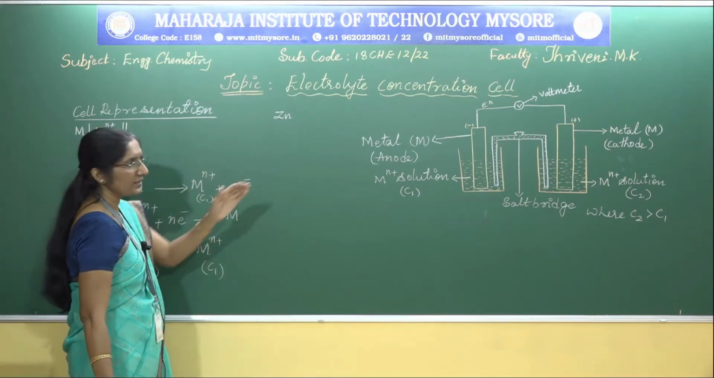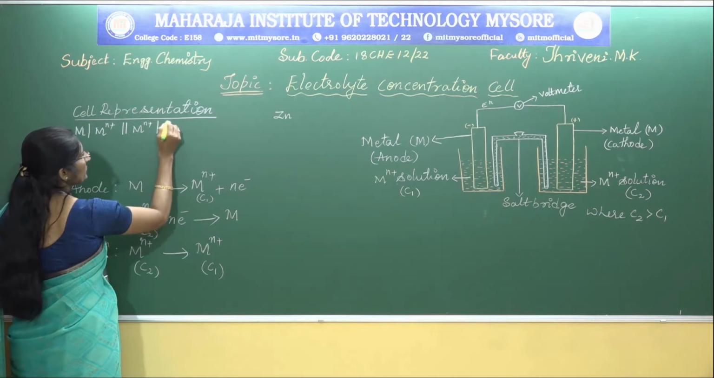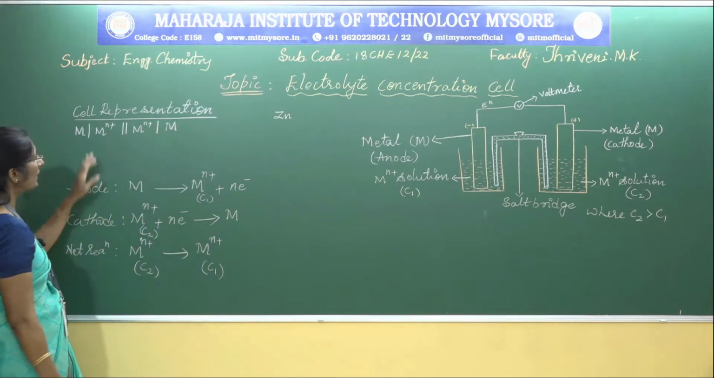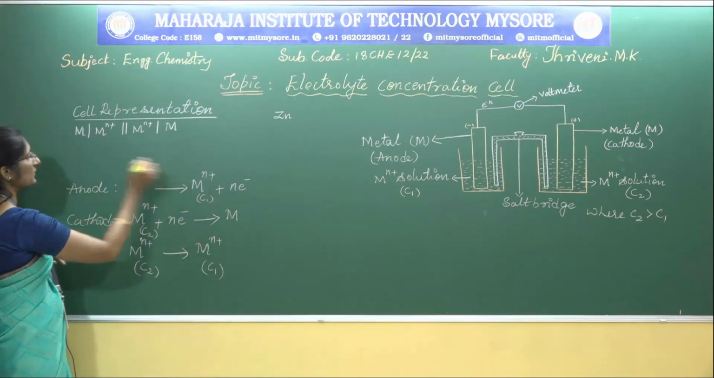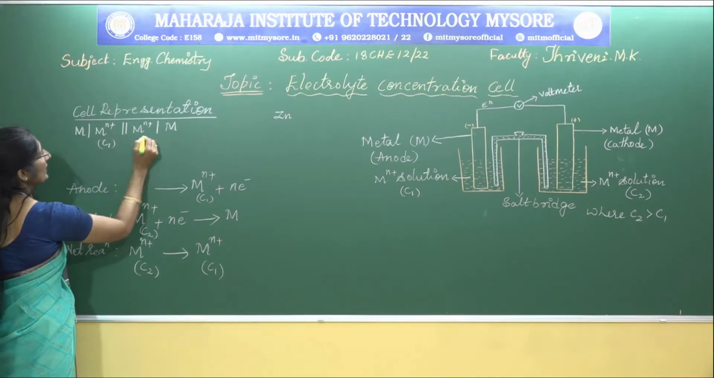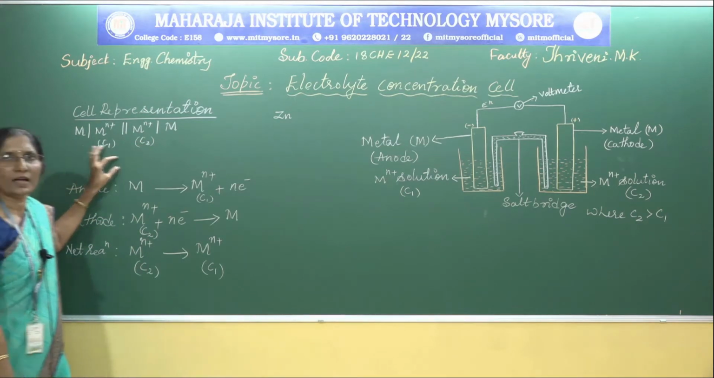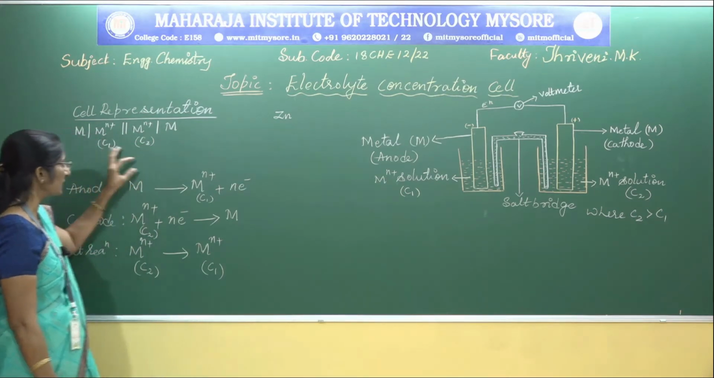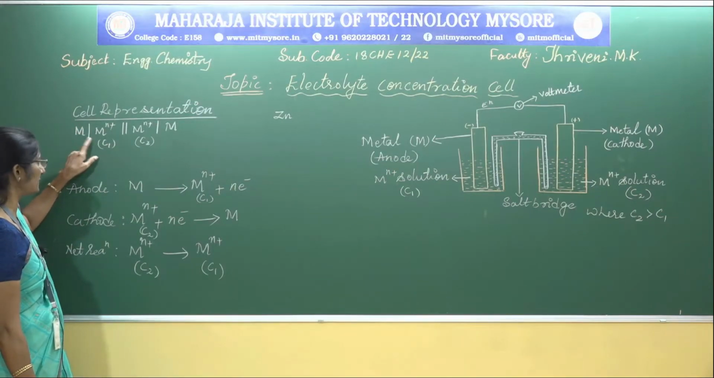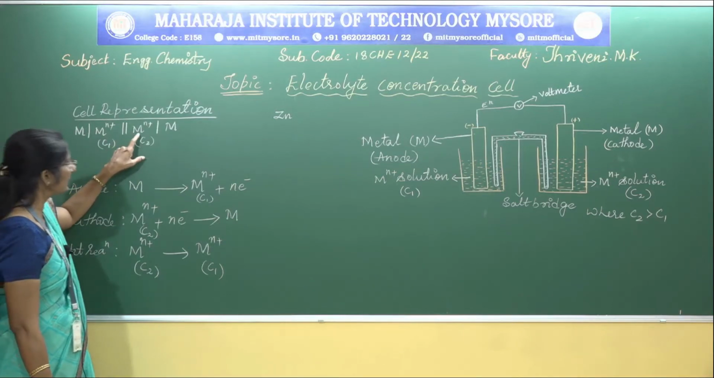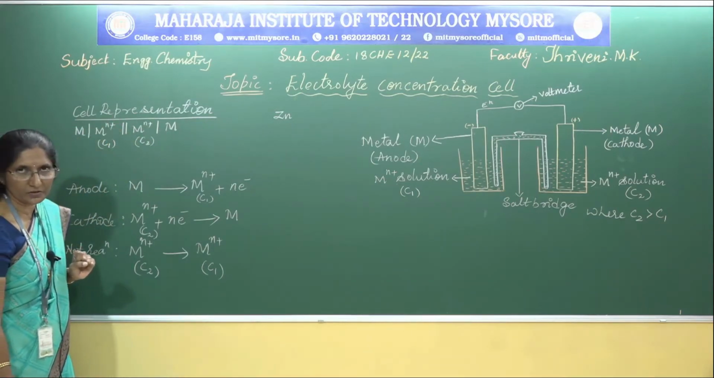Then how to represent the cathode? First we have to write the metal ion, then we have to write the metal. Here we have to mention the concentration of the metal ions in both the half cells. What is the concentration according to the diagram? It is C1 and this is C2. This is the general cell representation for an electrolyte concentration cell. Observe that the single vertical line represents the phase boundaries or phase changes. This is the solid and this is the liquid. Here this is the liquid and this is the solid. So, this is the general representation of an electrolyte concentration cell.